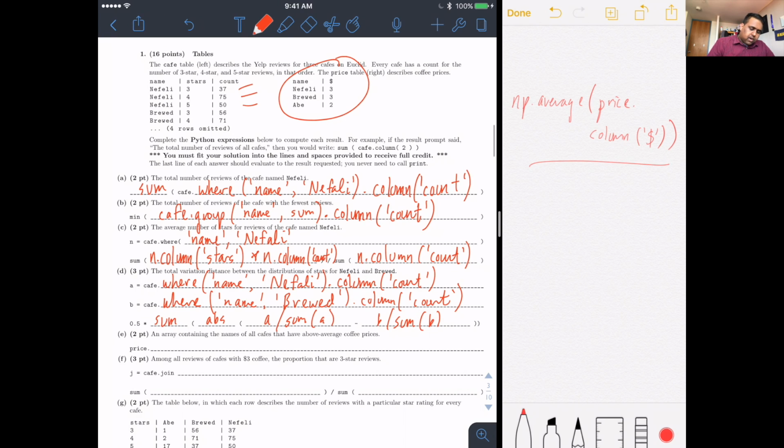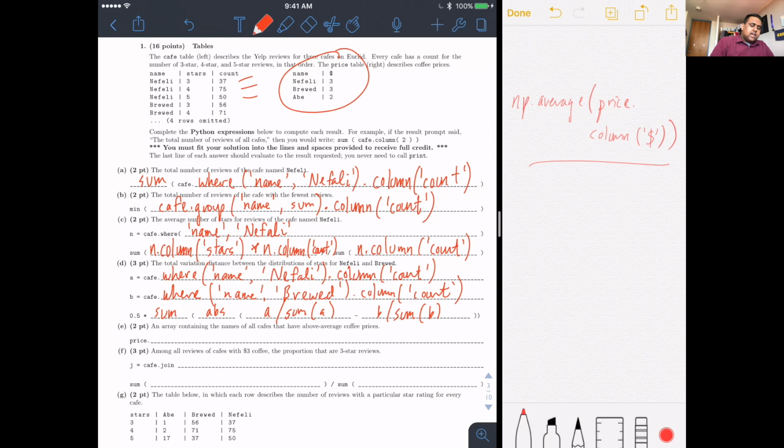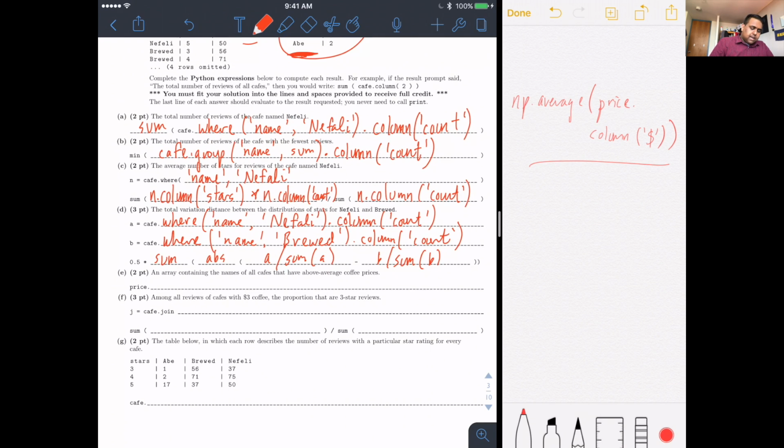So that's exactly what we want, because we don't have to do a join yet, because this table already has all the names. We're just looking at purely the prices. So again, we're going to do price.where price.column($) is greater than whatever we found here: np.average or np.mean of price.column($).